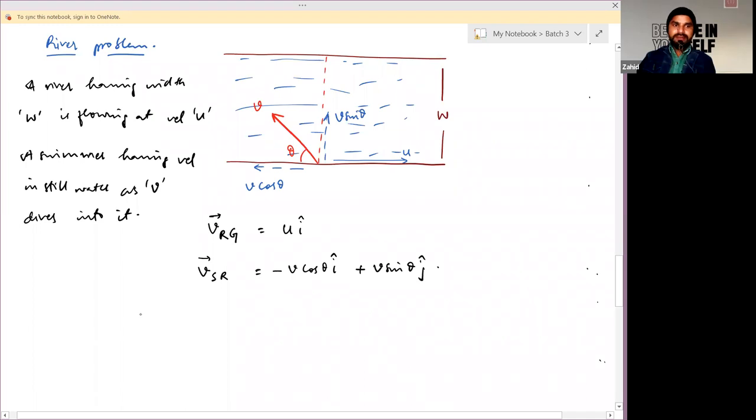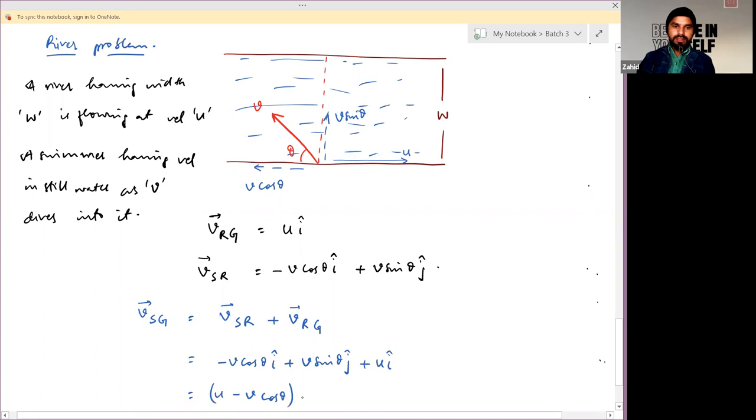So from this, we can define velocity of swimmer with respect to ground. It will be velocity of swimmer with respect to river plus velocity of river with respect to ground. So if you put all these values, minus V cos theta i cap and plus V sin theta j cap plus U i cap. On rearranging, you will get (U minus V cos theta) along i cap and plus V sin theta j cap. Just write it down till this part.